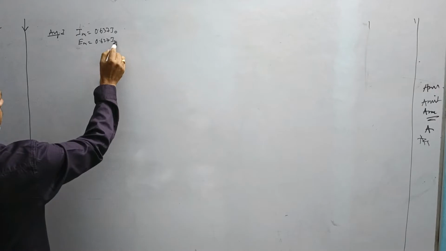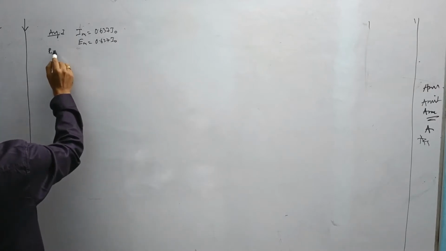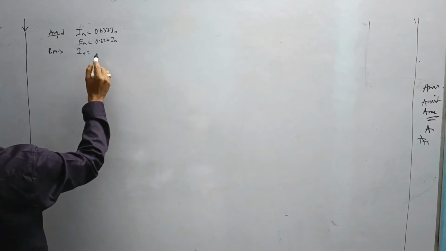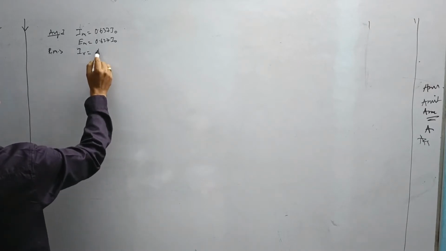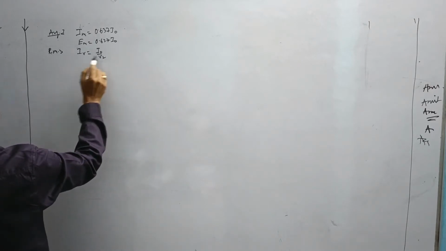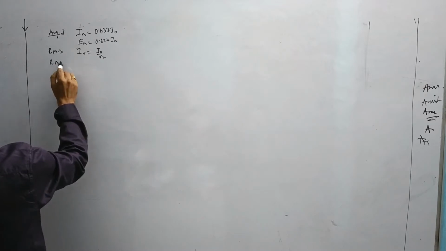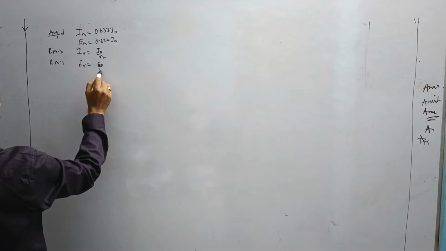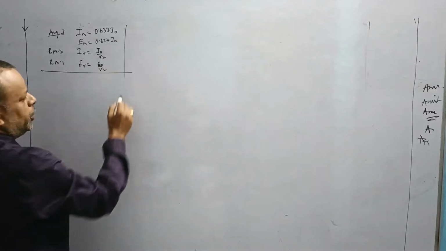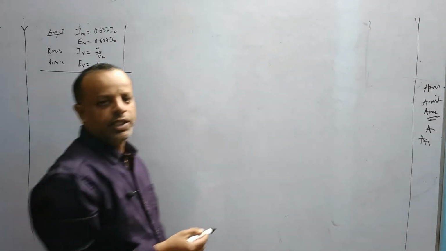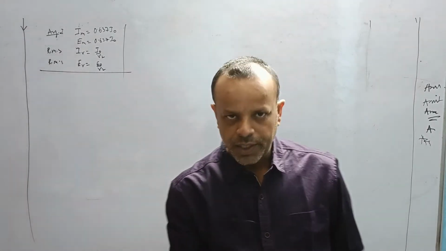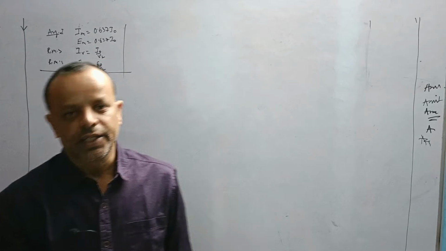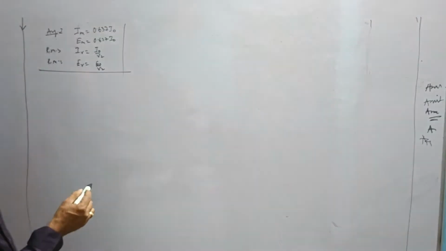0.637 E naught. We also did the RMS value of the current, that was I naught upon root 2. And the RMS value of the EMF was E naught upon root 2. We also did the phase relation between current and EMF in the case of resistance, inductor and capacitor.